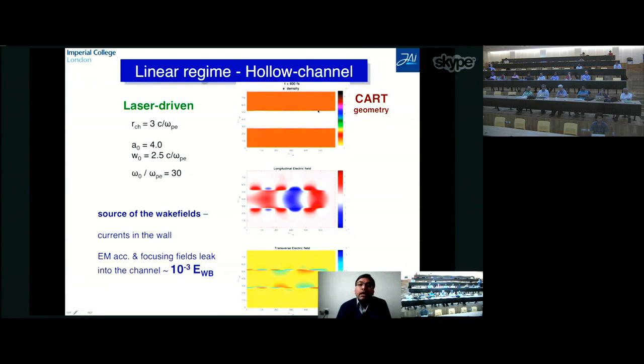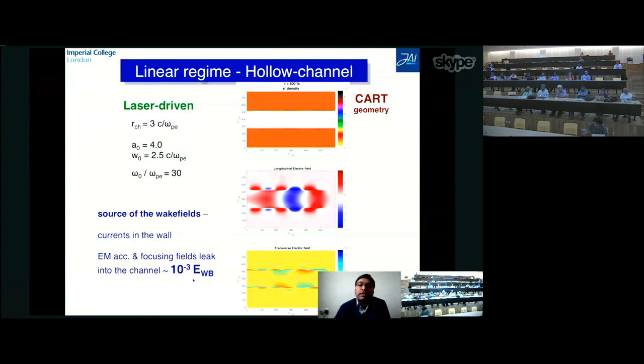It excites electron-ion charge separation in the walls of the channel, and that leads to these fields, which are 10 to the minus 3 of the wave breaking. So this interaction will have to continue for much longer than in the blowout regime, for example. And similar things can be shown for an electron beam.